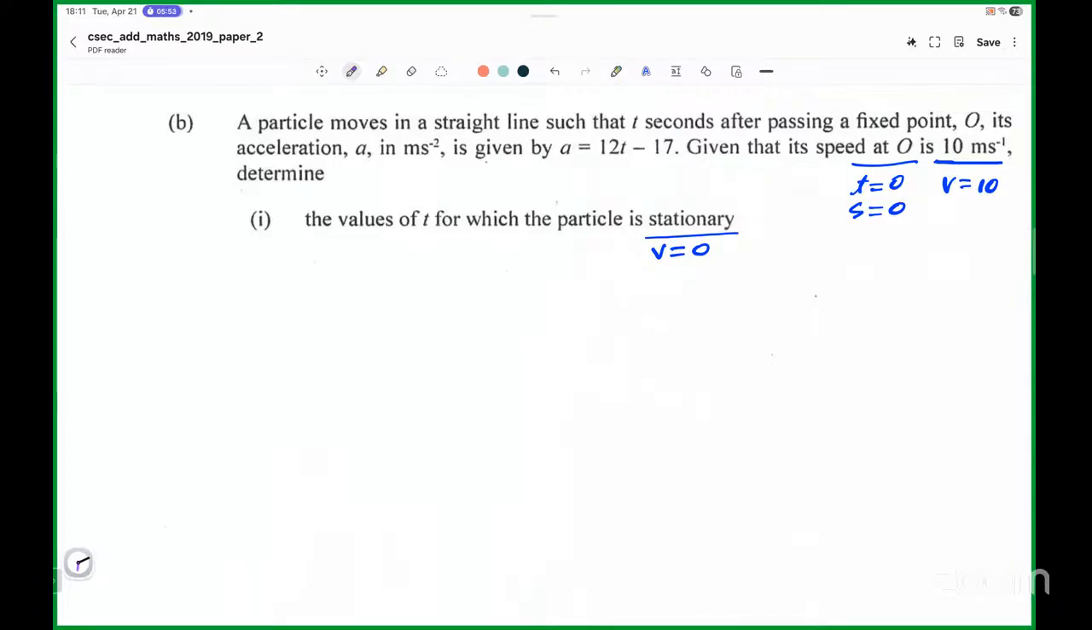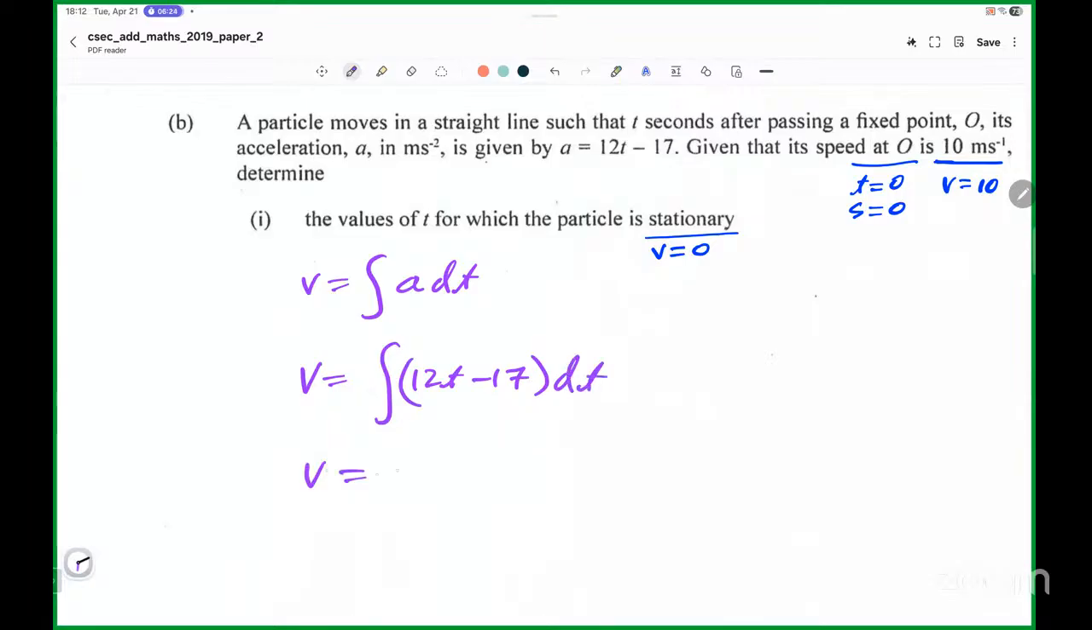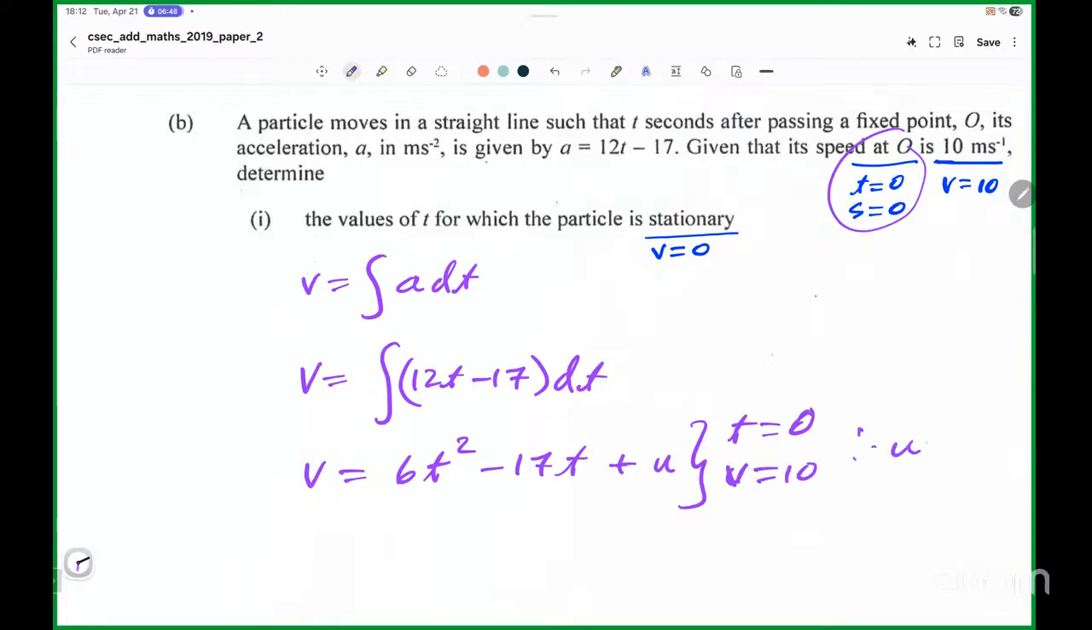Now watch this. They give us this acceleration, and the velocity is the integral of the acceleration with respect to time. Differentiate velocity to get acceleration, integrate acceleration to get velocity. So the velocity is the integral of 12t minus 17 with respect to t. The velocity becomes 6t squared minus 17t plus a constant of integration, u, the initial velocity. When t equals 0, at O, the velocity is 10. Therefore u equals 10.